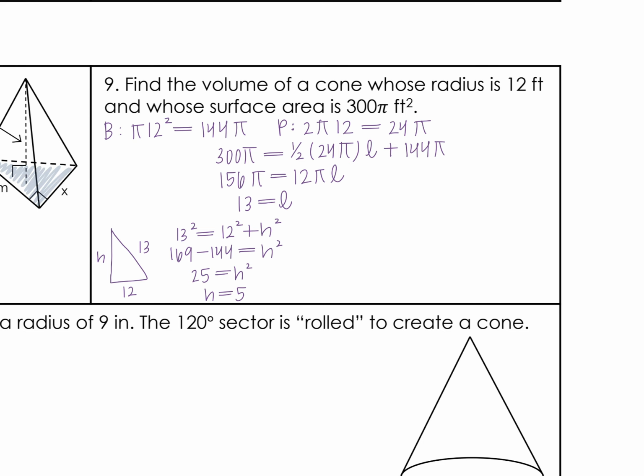So now that I know my height, I can plug into my volume. We will have that 1/3 the area of the base, which is 144 pi, times my height of 5. And that's going to leave me with a volume of 240 pi feet cubed.